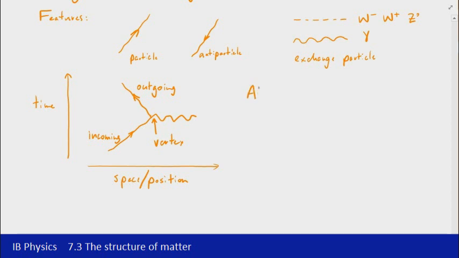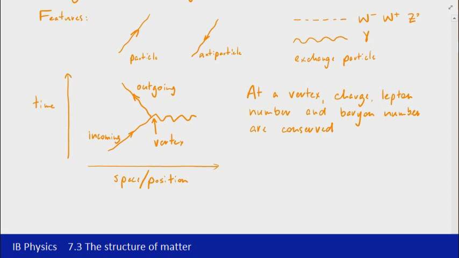Now, at a vertex, some important rules need to apply. At a vertex, charge, lepton number, and baryon number are all conserved. So we can figure out certain particles that are going to be involved or produced, or what the exchange particle will be, by making sure that we balance the charge, lepton number, and baryon number.